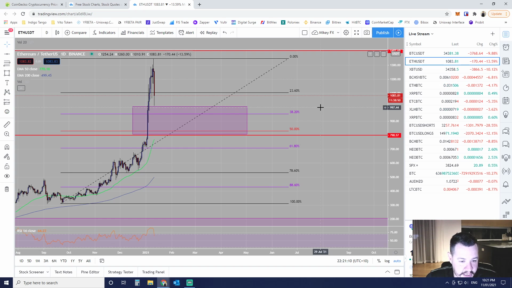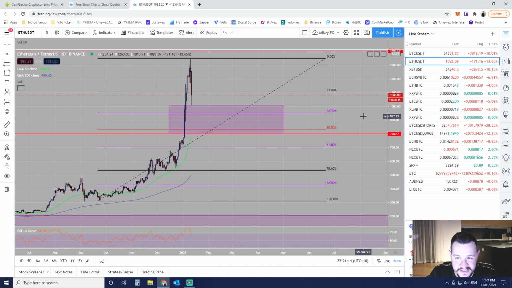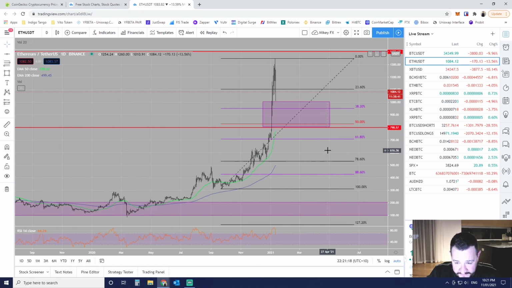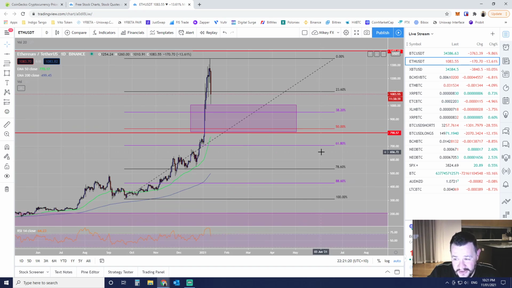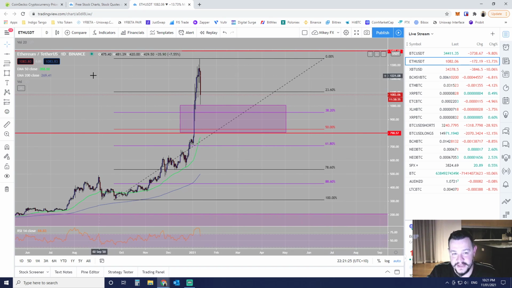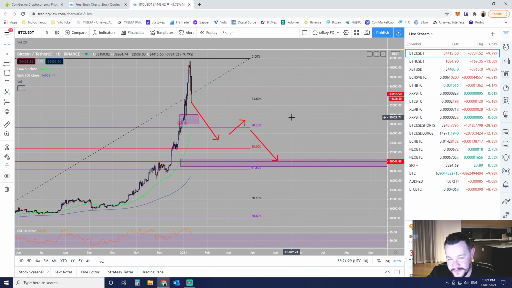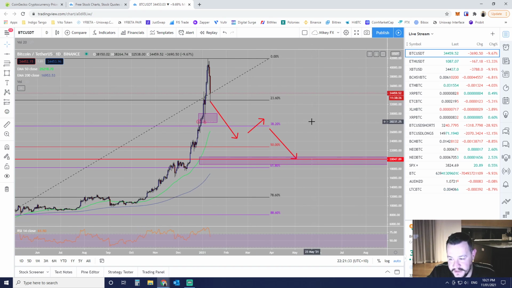But yes, I would be taking at least something off, depending on where you got in. If you got in at like 4K when Bitcoin was at the bottom, you can't not be happy with a 10x gain, right? Or 8x gain or 9x gain, wherever we're sitting at the moment. I would definitely be taking some profits for the future there as well.